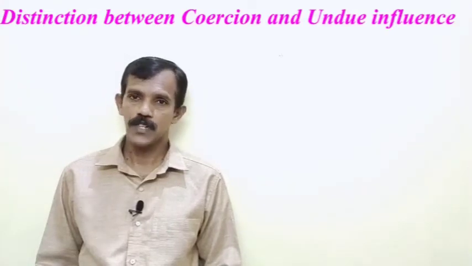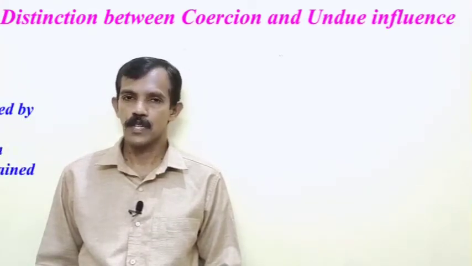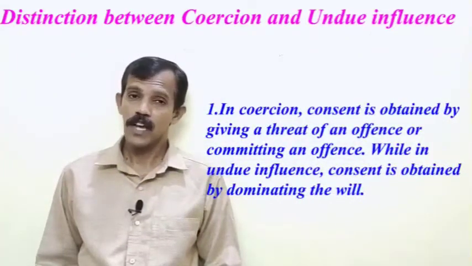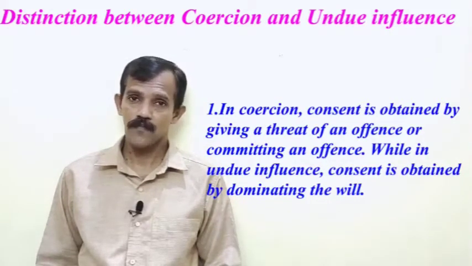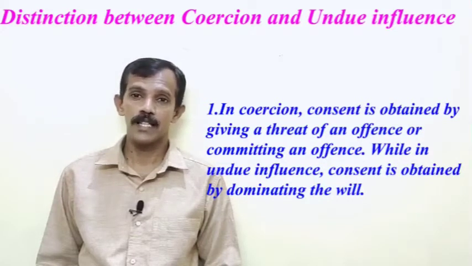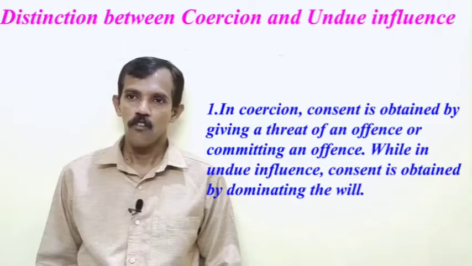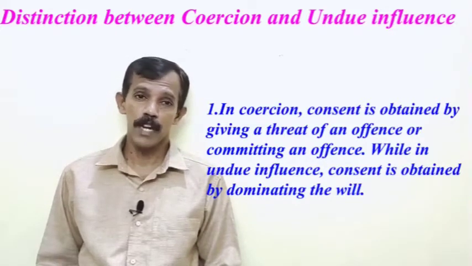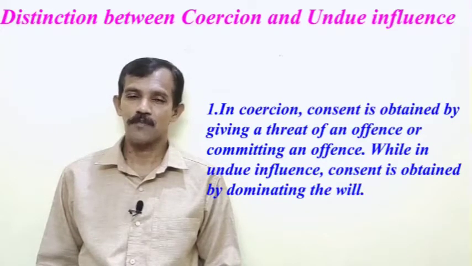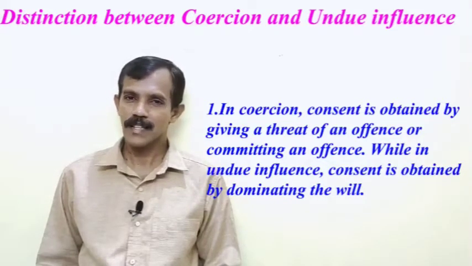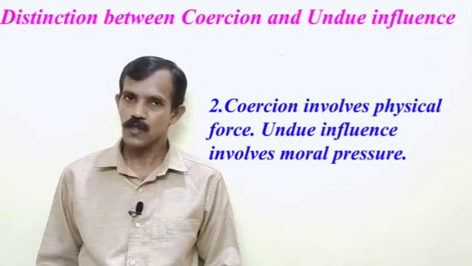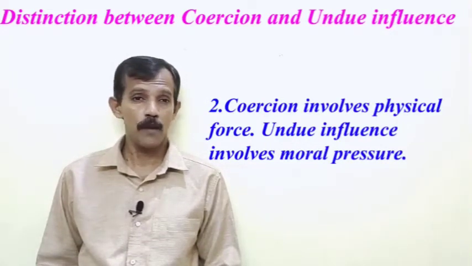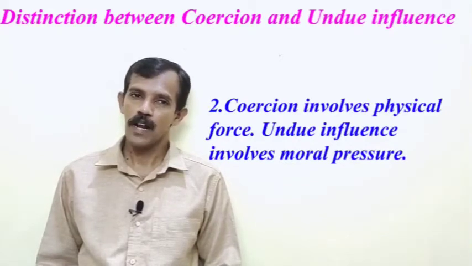Then we discuss the distinction between coercion and undue influence. First distinction: in coercion, consent is obtained by giving a threat of an offense or committing an offense, while in undue influence, consent is obtained by dominating the will of the other. Second difference: coercion involves physical force. Undue influence involves moral pressure.